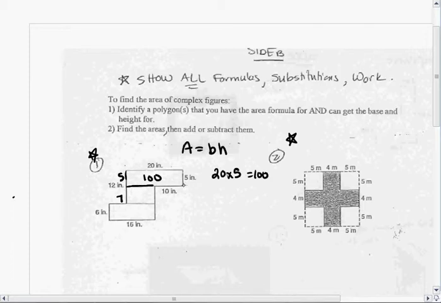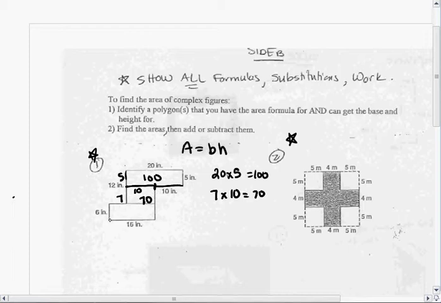All the way across is 20. From here to here is 10, which means from the right side to the left side of that middle rectangle is also going to be 10. And now I'm looking at 7 times 10, or 70. So my middle rectangle's area is 70 inches squared.